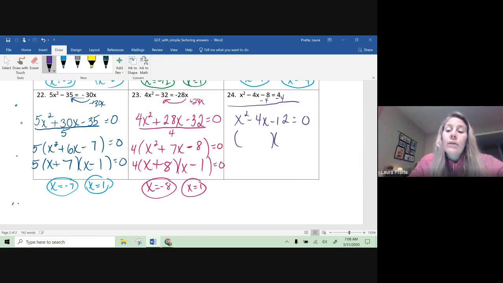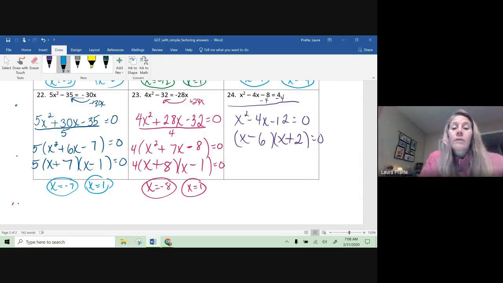This one does not have a coefficient in front of the x squared, so you can go right to your factoring. What are the factors of 12 that subtract to get 4? 6 and 2. Different signs. The bigger number gets the negative, the smaller number gets the positive. And then we know when we find our solutions using zero product property, we will get positive 6 and negative 2.